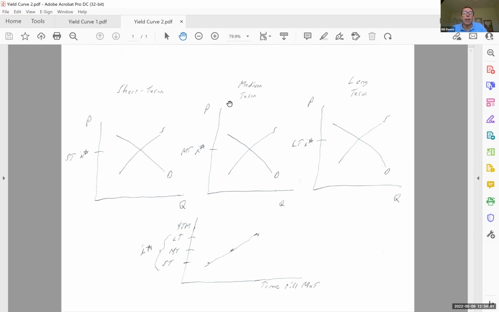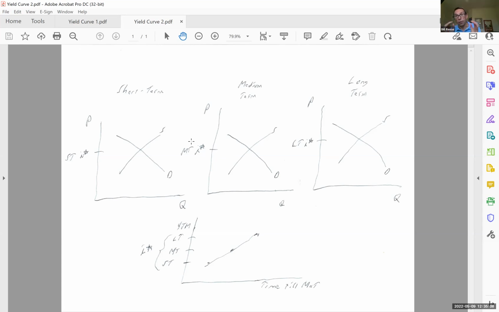We do the same thing with medium term money. This is people who want to borrow maybe 5 years to 15 years or something like this. The supply curve is people who want to lend 5 to 15 years, and the demand curve is people who want to borrow 5 to 15 years. And so again, your equilibrium here is going to be the medium-term interest rate. And you could break it down even more.